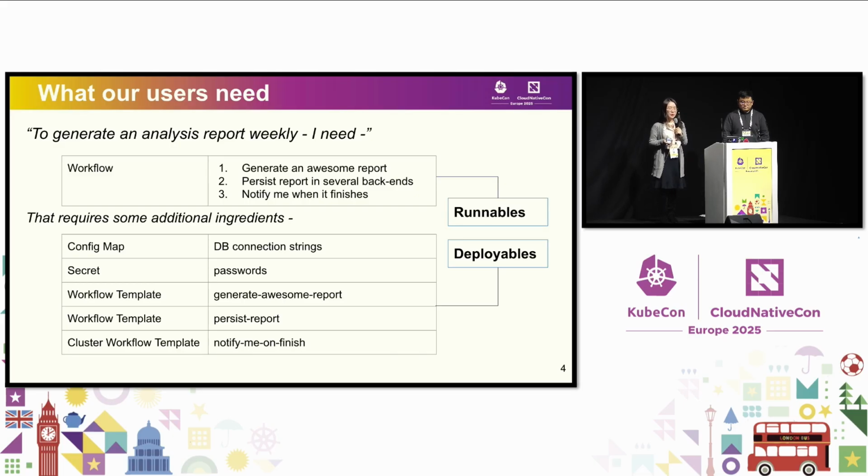So let me put an abstraction layer on these things. For workflows, we just call them runnables. It's a similar concept to other things like Kubernetes native jobs or any other customized jobs. And the other things, because they are expected to be available on the applicable clusters, we call them deployables. They should be consistent. They should be there whenever needed.